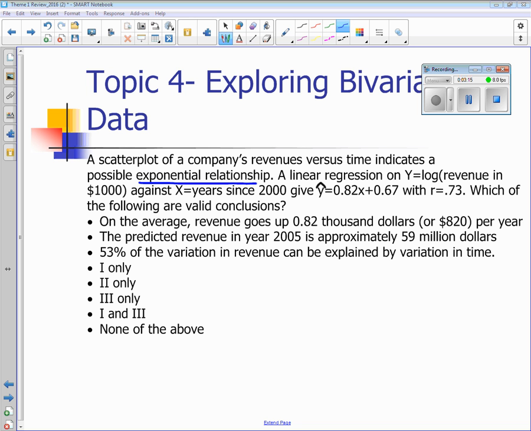Okay, so here's our regression line. Which of the following are valid conclusions? The answer is that the predicted revenue is approximately $59 million. It is Roman numeral 2 only. It has to do with whether or not you're taking the log of both or one side. This one is kind of one of those questions that I hate to say I'm not going to spend a lot of time on, because it's not going to be on your exam. Okay, I shouldn't say it's not. The likelihood of it being on your exam is very, very small.